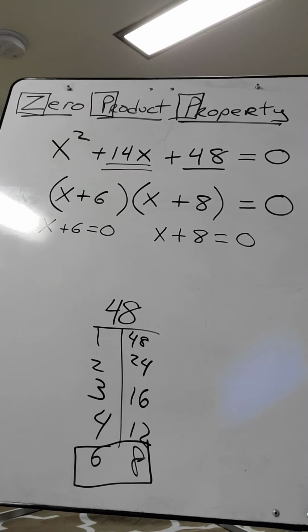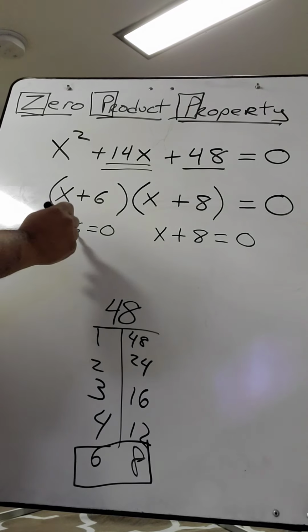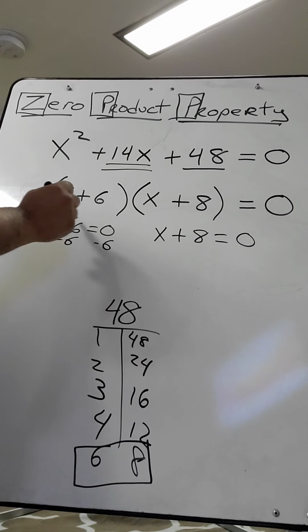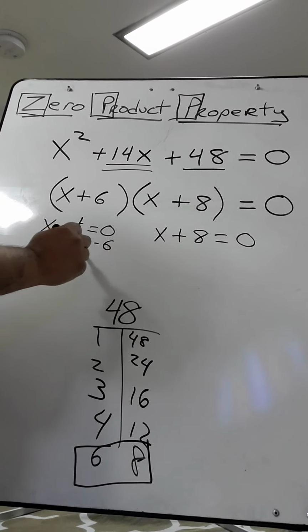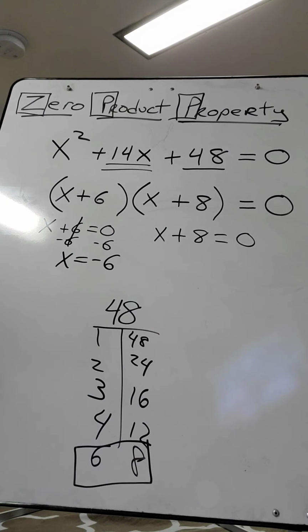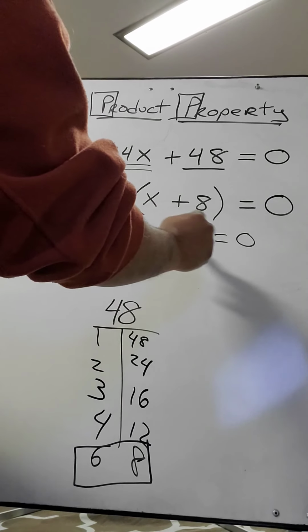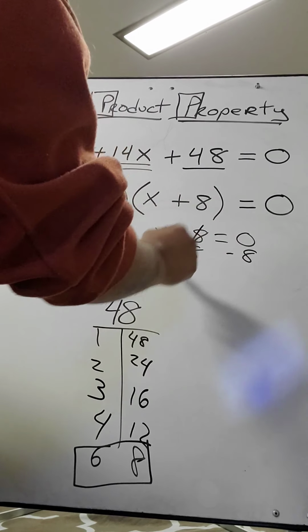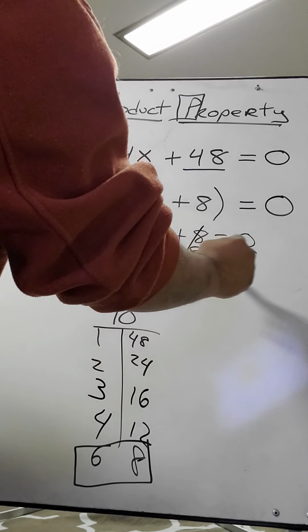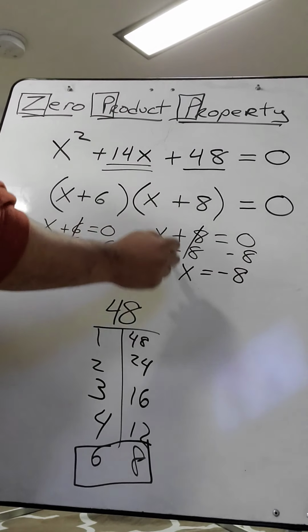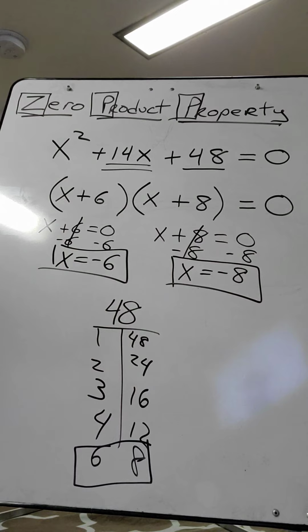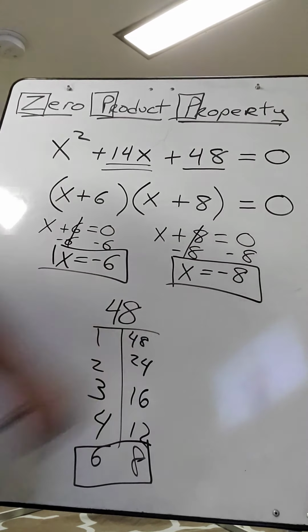And now we're back to what we were practicing yesterday, right? Solving for x in a one-step single equation. However, I need to do that twice. So I subtract 6 on this one on both sides, and I get x equals negative 6. This is one answer. On this side, I subtract 8 on both sides, and I get x equals negative 8. That's my other answer. So I have two answers for this, negative 6 and negative 8.